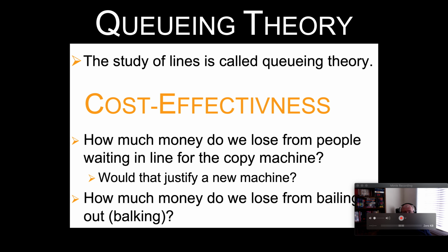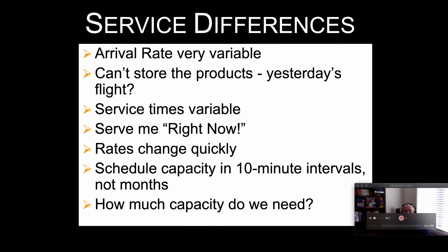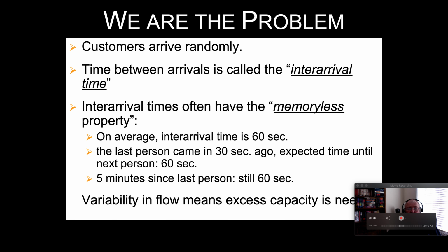Study of lines, queuing theory. We usually look at least at two aspects: we look at arriving in line, and we look at being served. So what are some of the service differences that you might see? You might see, for example, that the arrival rate is really variable. You maybe can't store the products, like yesterday's flight. Service times are variable. You get people who are just pushy, serve me right now. Sometimes rates change quickly. Sometimes we schedule our capacity in just 10-minute intervals, not months. How much capacity do we need? Those are legitimate questions.